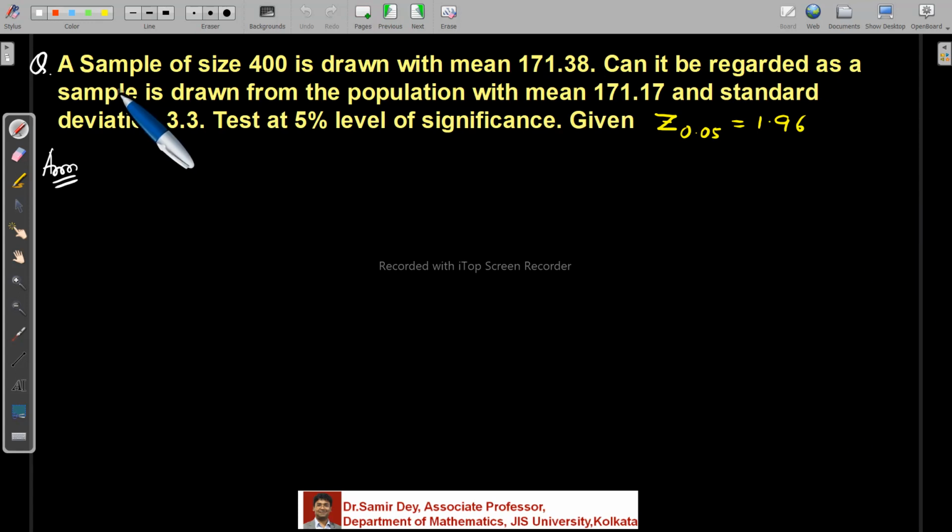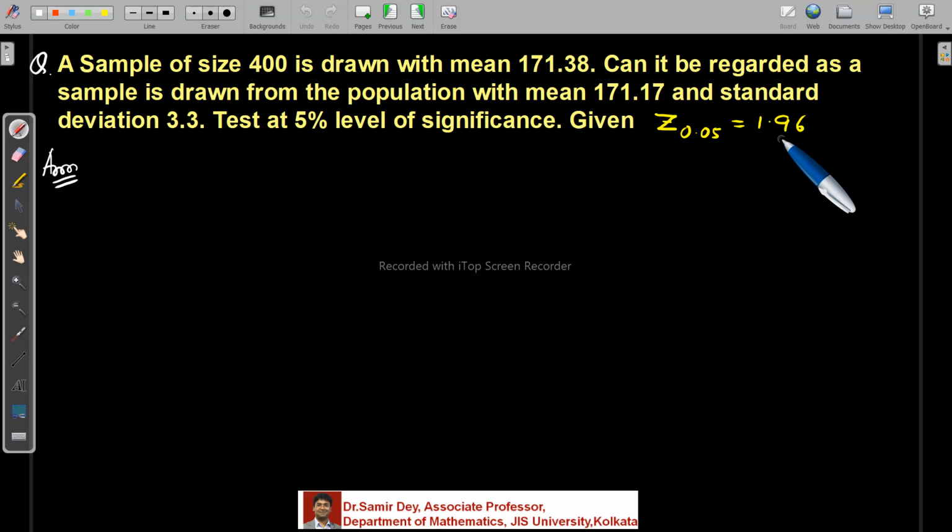Now, so here the question is: a sample of size 400 is drawn with mean 171.38. Can it be regarded as a sample drawn from the population with mean 171.17 and standard deviation 3.3? Test at 5% level of significance, and the given value is z suffix 0.05 is equals to 1.96.